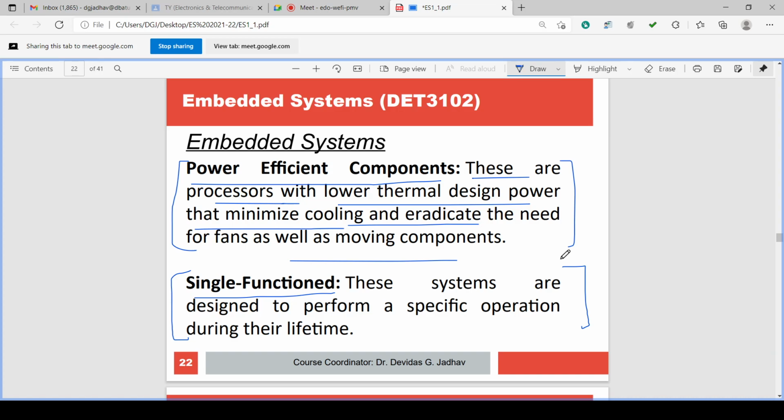Okay, so this is one of the characteristics of the embedded system. Single function embedded system. Embedded systems are single function. So these systems are designed to perform specific operations during their lifetime.